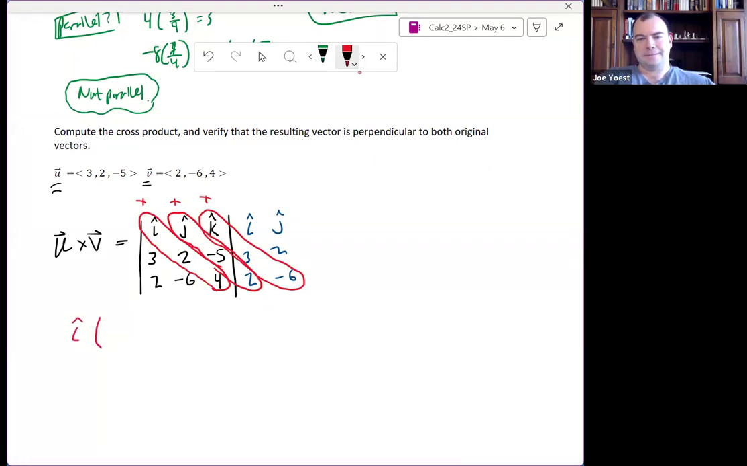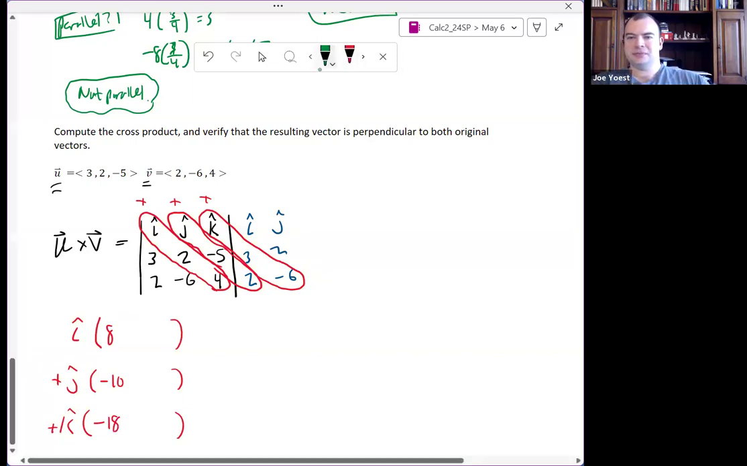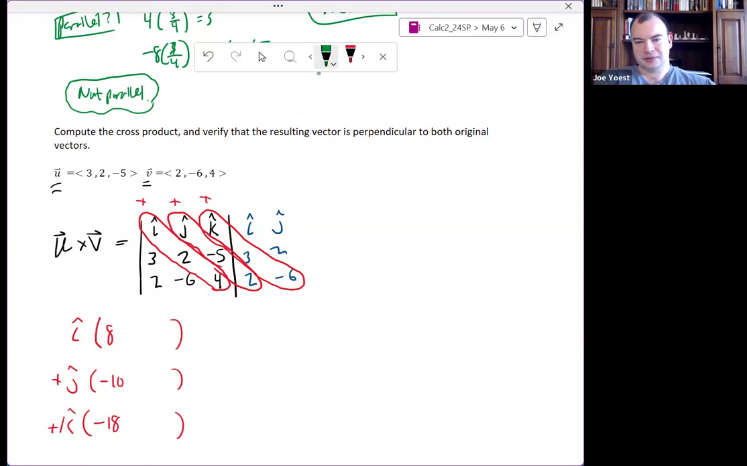So I have I hat multiplied by positive 2 times 4 is 8. Plus j hat multiplied by positive -5 times 2, -10. We know we're going to get another contribution for each of these when we go the other direction, so I'm going to leave a little bit of space. And k hat is multiplied by positive 3 times -6 is -18. Okay. Now I'll go the other direction.